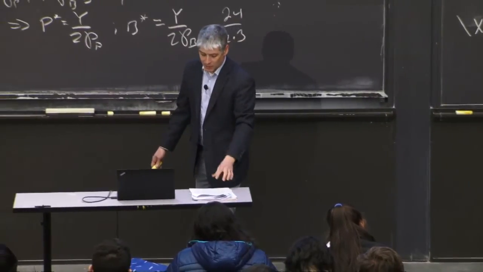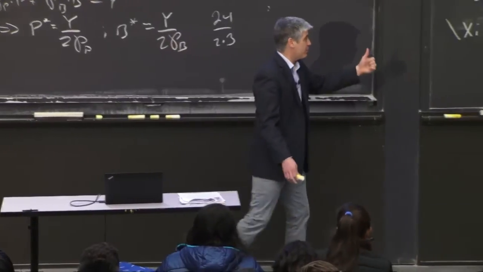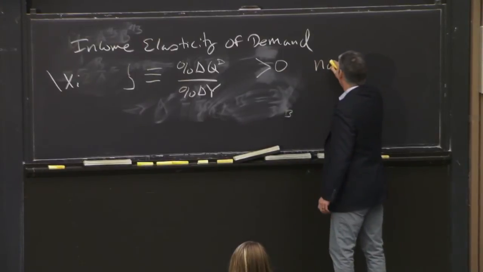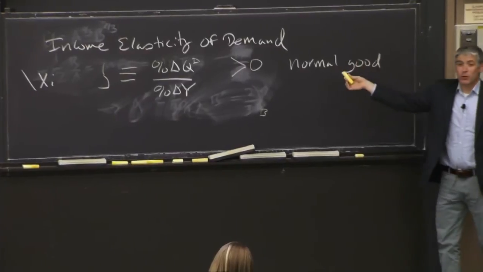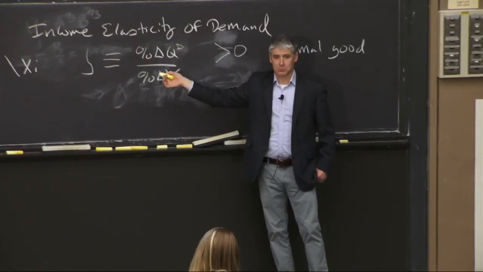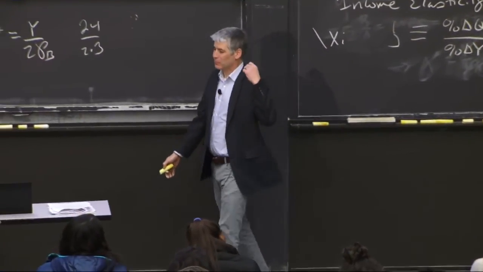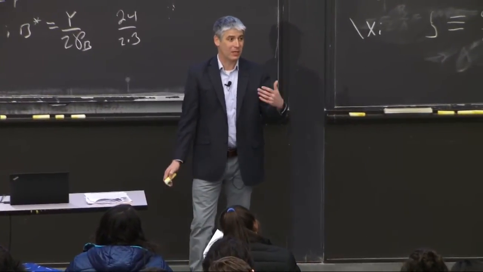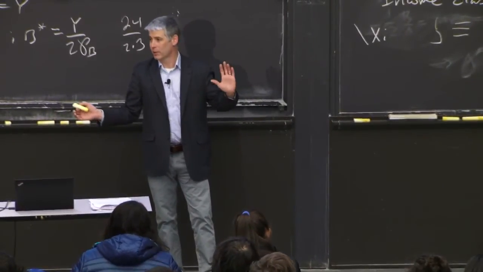Let me say a couple things about it. So first, the fact that this number is positive means that this good is what's called a normal good. Normal goods are goods with the property that as I get richer, I buy more of them. I think this is sort of ordinary. If you think about cappuccinos or sushi or something like that, as your income goes up, you're going to tend to buy more of those things. Clothes would be another good example. As income goes up, you buy more of them and you spend more money on them.